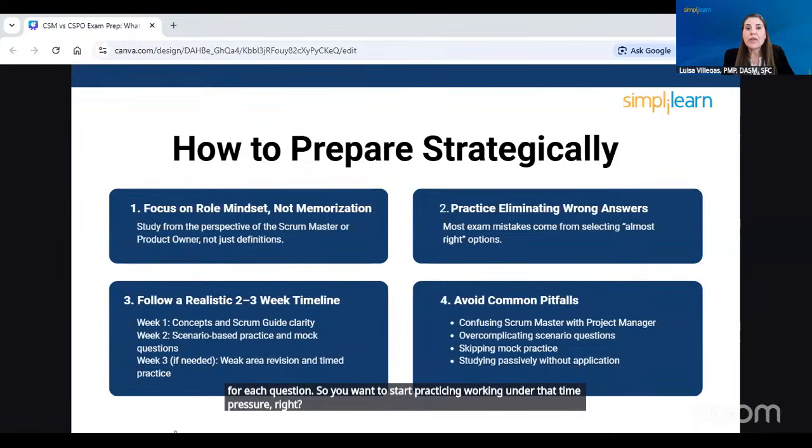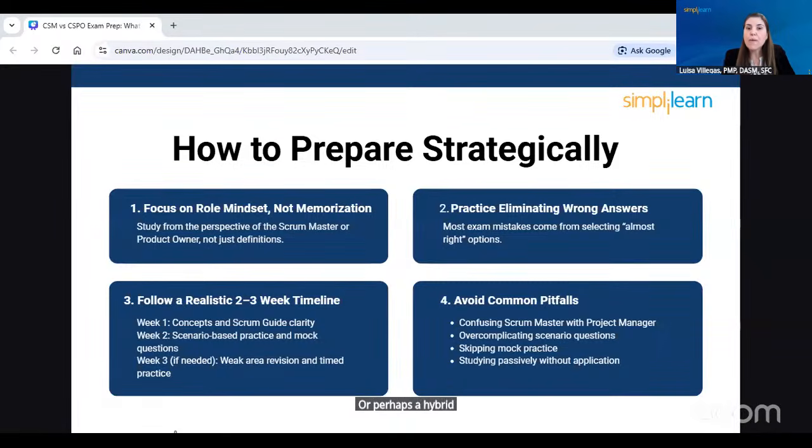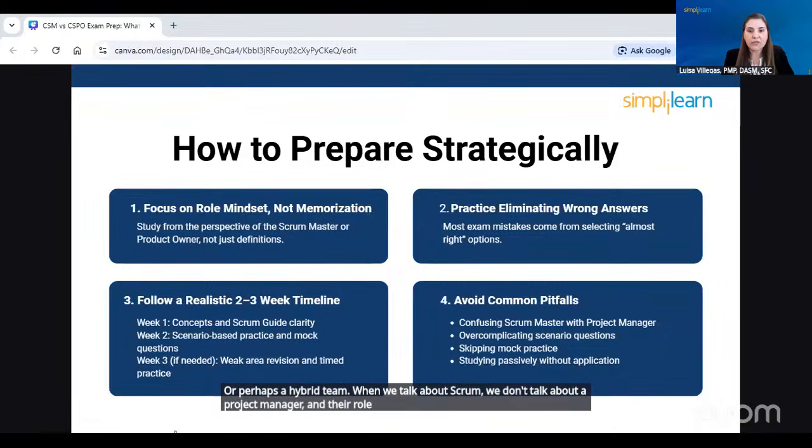And so finally, I would say one of the common pitfalls that people make when taking these exams is confusing a Scrum Master with a project manager. So remember, they're very different things. The project manager is either leading a fully traditional or waterfall team or perhaps a hybrid team. When we talk about Scrum, we don't talk about a project manager, and their role is very different. So if you are already a PMP, you have to make sure that you take off your PM hat and you wear the Scrum Master or the product owner hat, right?